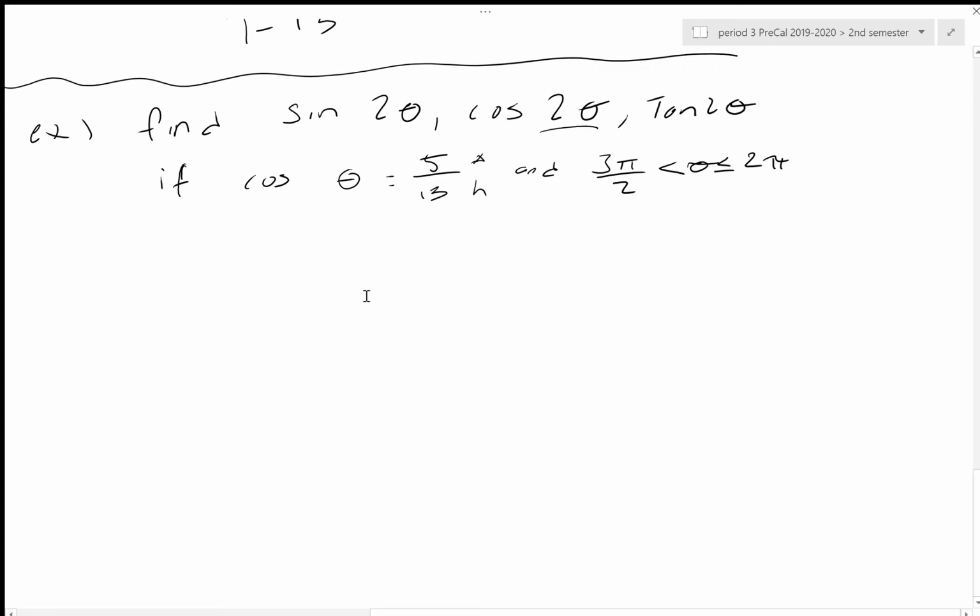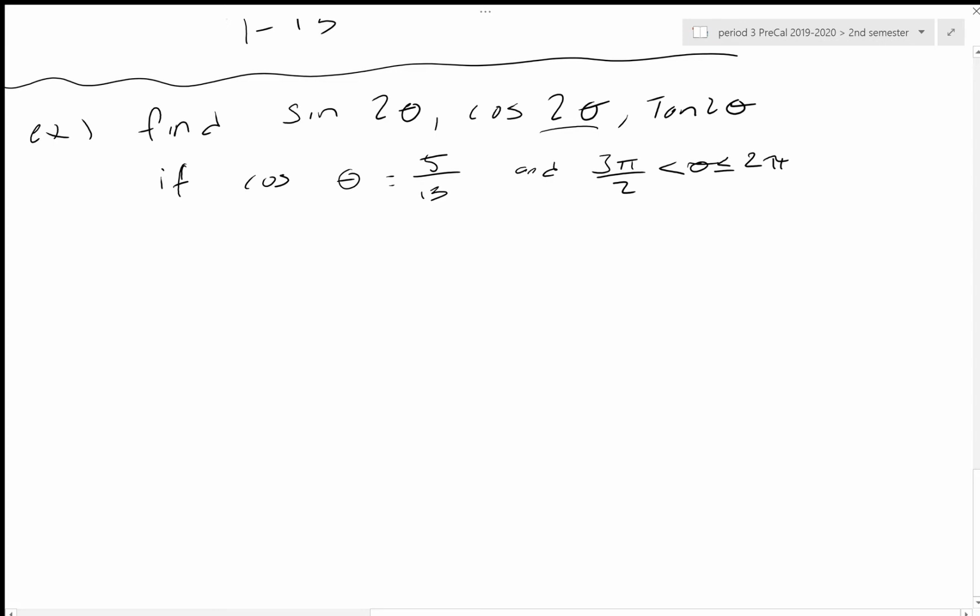Alright, so here's the second part we're going to learn today. Okay, so the question is: find sine of 2 theta, cosine of 2 theta, tangent of 2 theta if cosine of theta equals 5 over 13 and theta is between 3 pi over 2 and 2 pi.